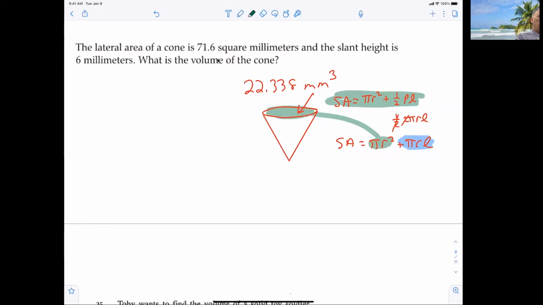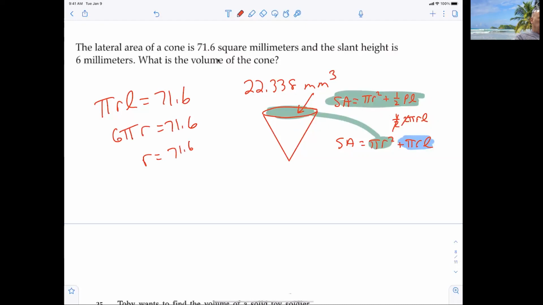All right, so now I have pi r L, correct? So pi r L is equal to 71.6, and the slant height is 6. So 6 pi times r equals 71.6. So r equals 71.6 divided by 6 pi. Somebody tell me what that is approximately. No, not 37. About what?